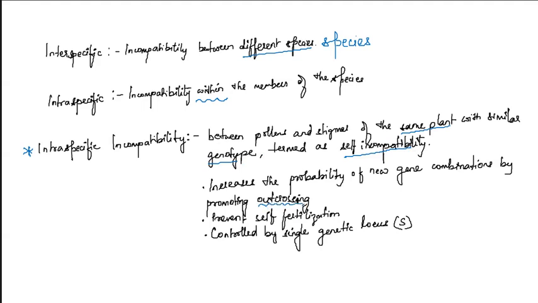Now, this intraspecific incompatibility is controlled by a single genetic locus S. Very important to know. They are controlled by a single genetic locus S. We discussed this in the last slide. This is controlled by S.